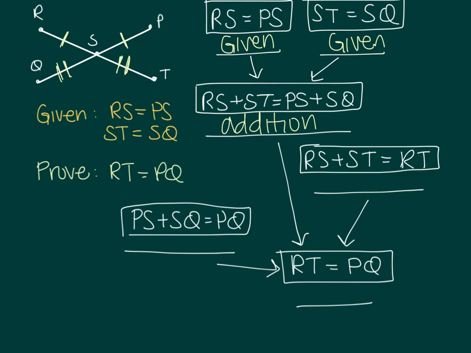So now we need to think, okay, RS plus ST equals RT. So if we think about that, that's going to be our segment addition postulate. All right, the same would be true over here. PS plus SQ equals PQ. And we know that because PS plus SQ gives us the whole thing. So that's also going to be our segment addition postulate.